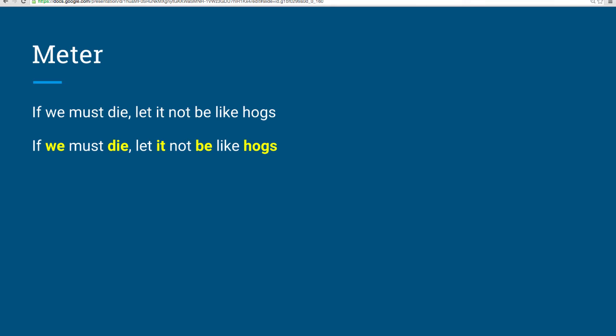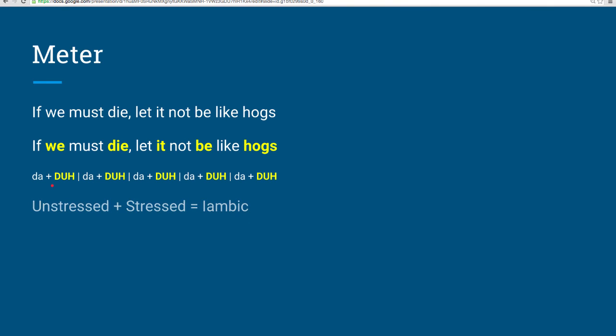If so, what will we call this pattern? What do we see in the line? Unstressed, stressed, unstressed, stressed, unstressed, stressed, unstressed, stressed, unstressed, stressed. What's the recurring pattern? Right, unstressed, stressed. What's that called? Iambic. How many of those iambic feet are in each line? 5. What's that called? Pentameter. So you put those two pieces of information together and you get iambic pentameter.